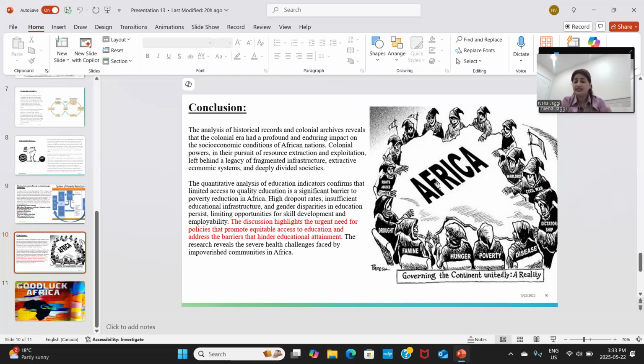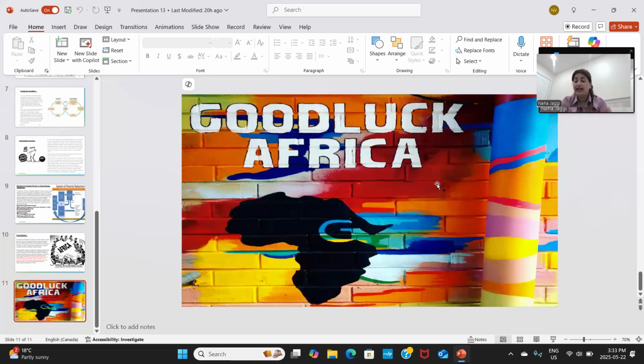So the discussion highlights the urgent need for policies that promote equitable access to education and address the barriers that hinder educational attainment. We really hope that Africa can get over this poverty, and I really want to wish them good luck, because they are fighting like soldiers. They're standing strong and fighting all the situations along with their children who are 2 or 3 years old. They are still facing this with a great smile on their faces.